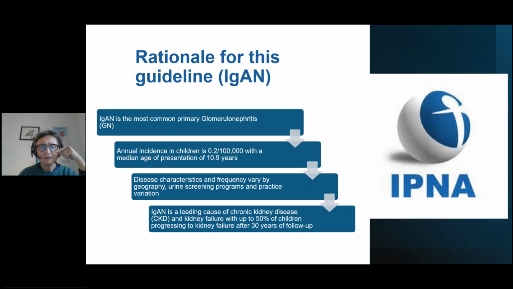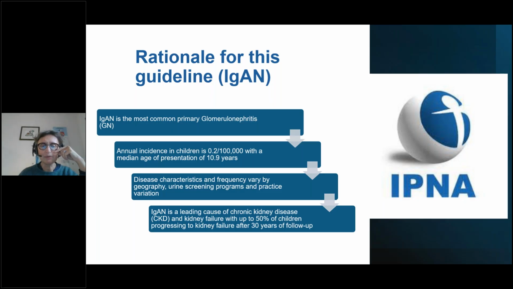The disease characteristics and the frequency of the disease vary very much by geography. It's much more frequent in Asian countries, where, for example, there are urinary screening programs that allow detection earlier than in other parts of the world. It is also a disease in which practice variation, so the management, is very different if you look at different geographical areas of the globe.